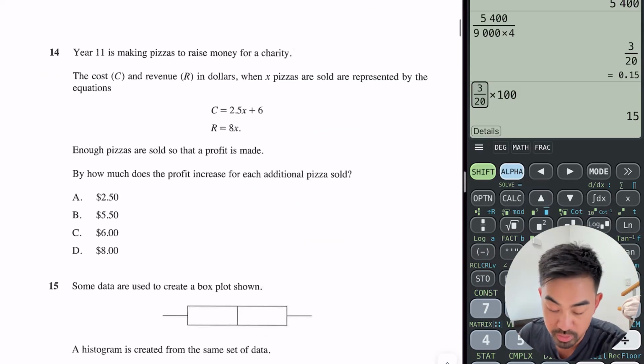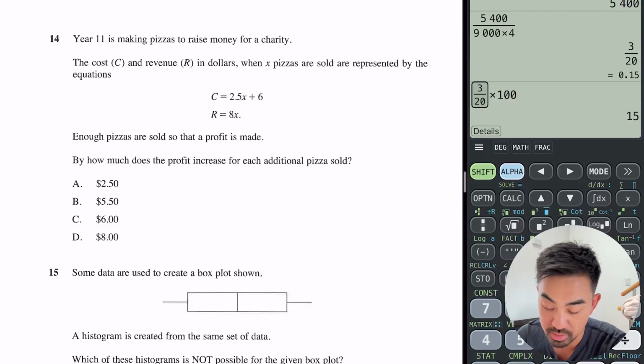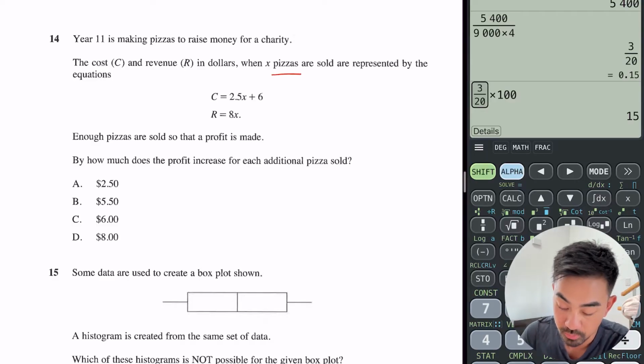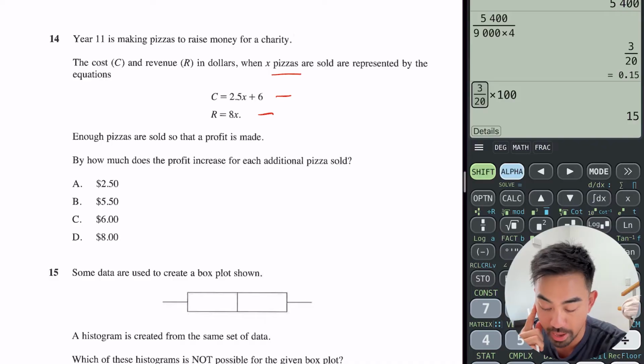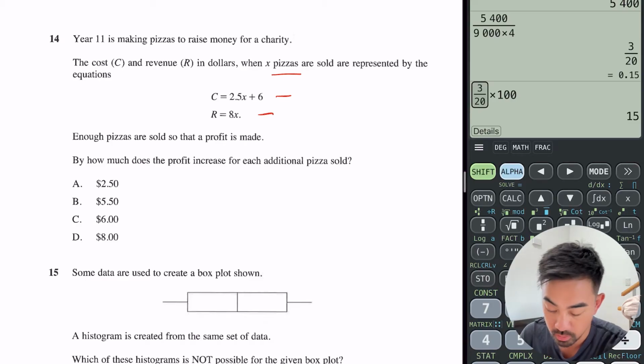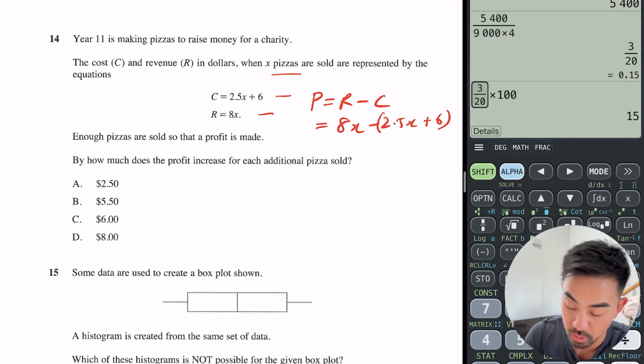Alright, sweet. 14. Year 11 is making pizzas to raise money for charity. The cost and revenue are in dollars when x pizzas are sold. So here's your cost and your revenue equation. Enough pizzas are sold so a profit is made. By how much does the profit increase for each additional pizza sold? Alright, well I know profit is revenue minus cost. That's 8x minus 2.5x plus 6, like so.